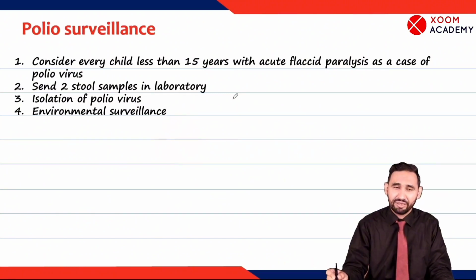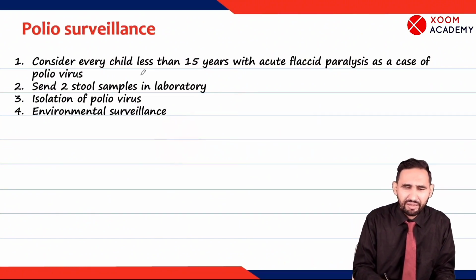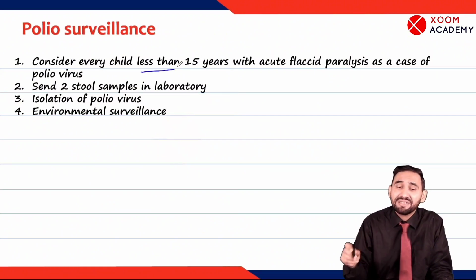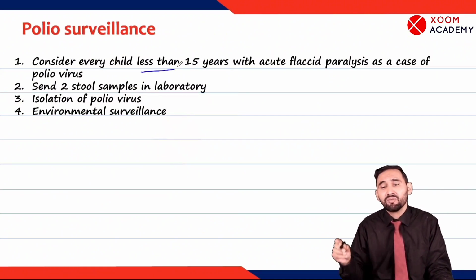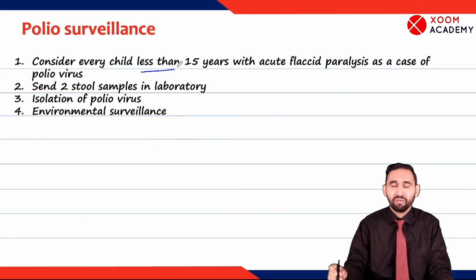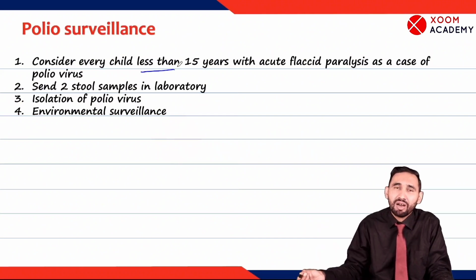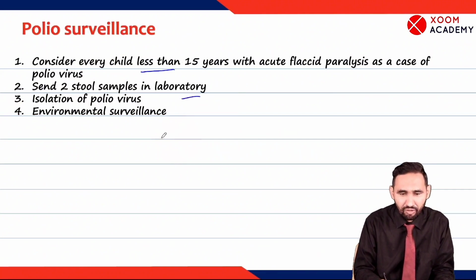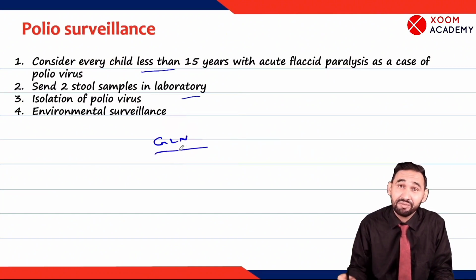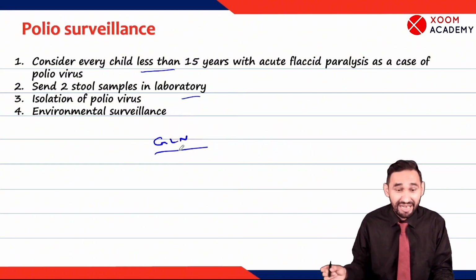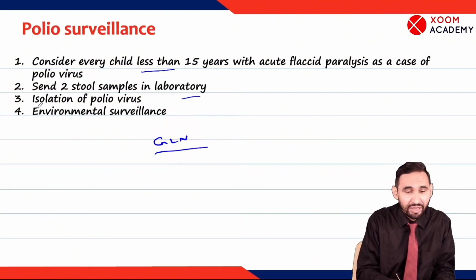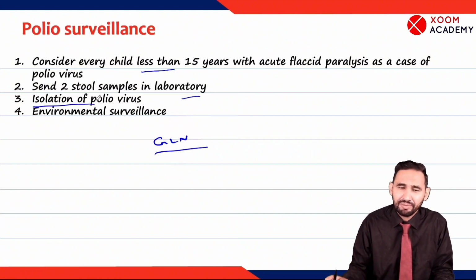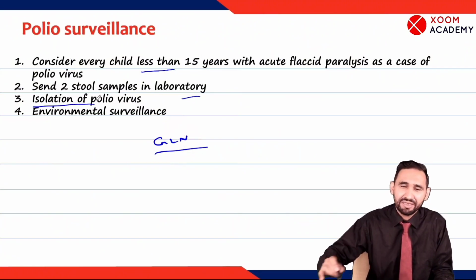We continuously monitor. So, number one, we'll consider every child who is less than 15 years with acute flaccid paralysis as a case of polio virus. We will consider this child as a case of polio. Then we will send 2 stool samples to laboratory. Which laboratory? Global Laboratory Network by WHO. Laboratories which are authorized by WHO. We will send 2 stool samples to this laboratory, and then we'll try to isolate polio virus. In case polio virus is not isolated, we'll say that child is polio free.